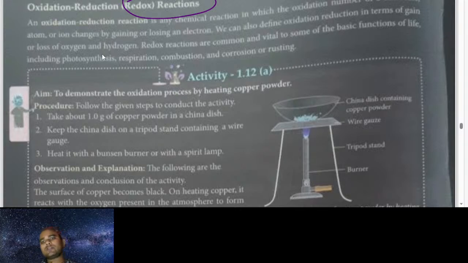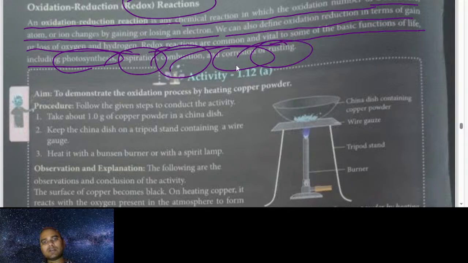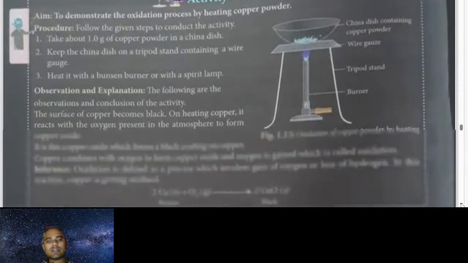So student, an oxidation reduction reaction is a chemical reaction in which the oxidation number of a molecule, atom, or ion changes by gaining or losing electrons. We can also define oxidation reduction in terms of gain or loss of oxygen and hydrogen. Redox reactions are common and vital to some of the basic functions of life, including photosynthesis, respiration, combustion, corrosion, and rusting. These are examples of redox reaction, student.